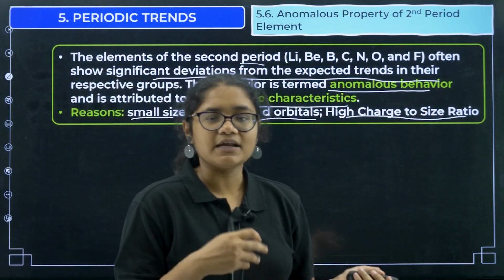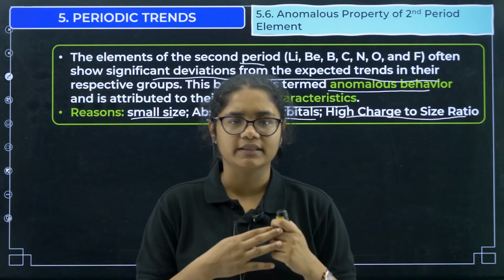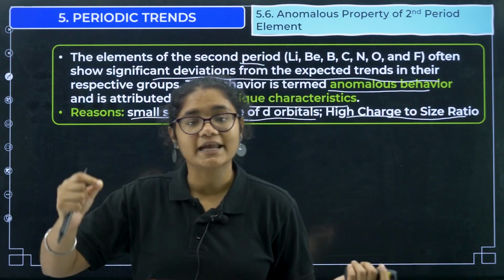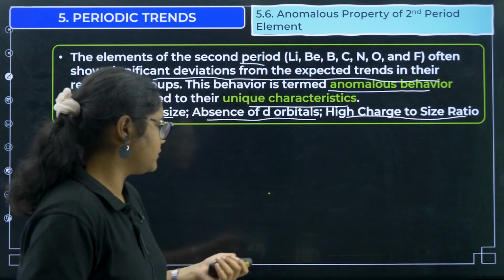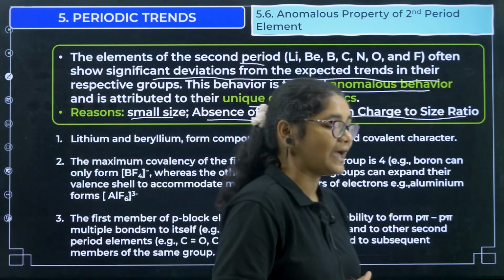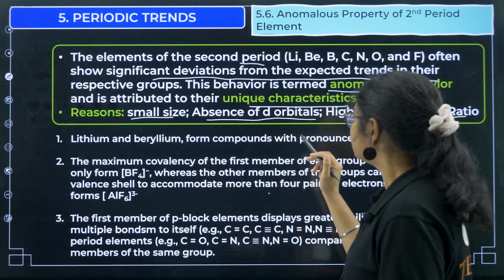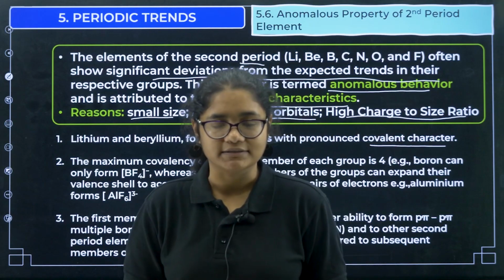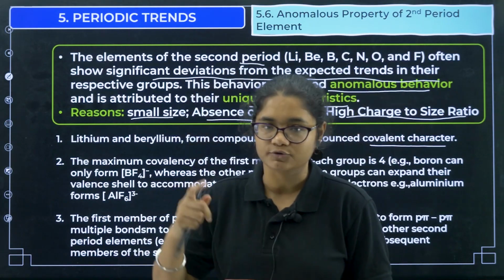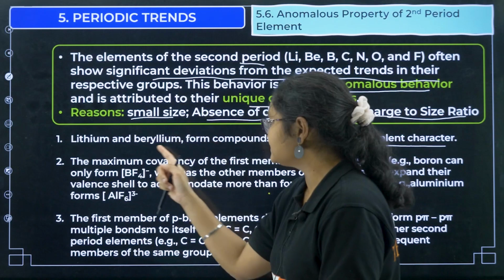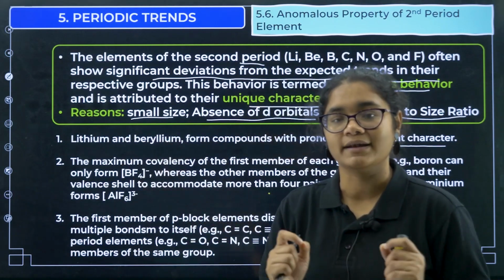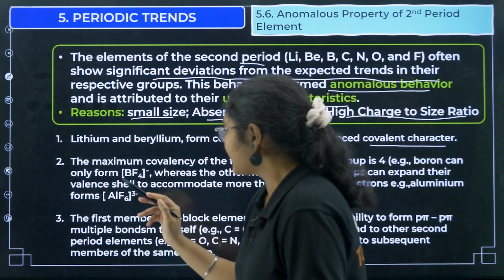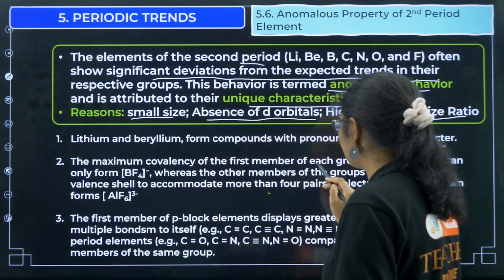Now we will understand what these different properties are that only the second period element of a group can show. The first one is that lithium and beryllium form compounds with pronounced covalent character. Lithium and beryllium are both metals, and metals generally form ionic compounds, as we have seen in the starting. But lithium and beryllium can form even covalent compounds. That is the first anomalous behavior they have.